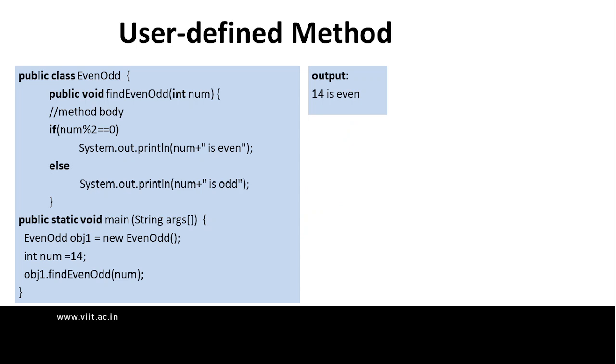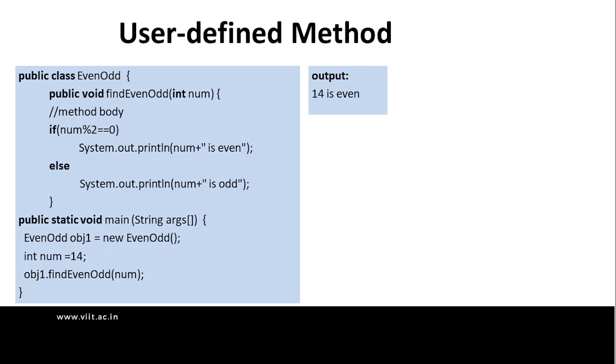In a user-defined method, we have to follow the signature of the method declaration. So the example is a class to check whether a number is even or odd, with public void findEvenOdd, and the input parameter is num. The method body is: if number mod 2 equals 0 it is even, simple logic, else System.out.println number is odd.